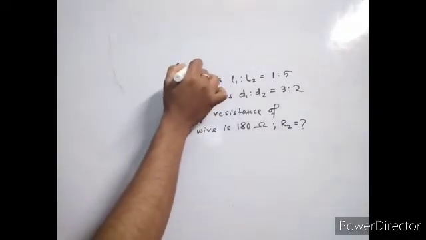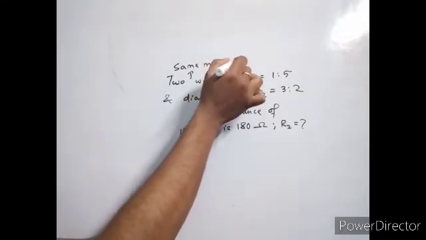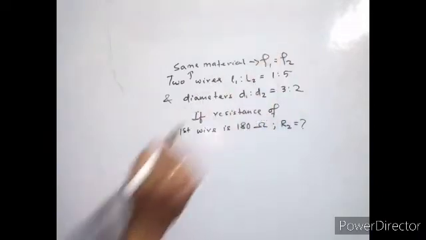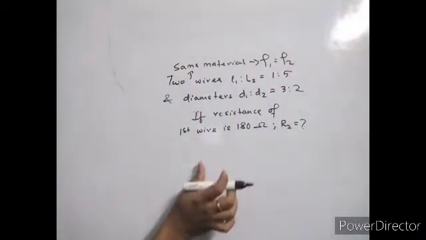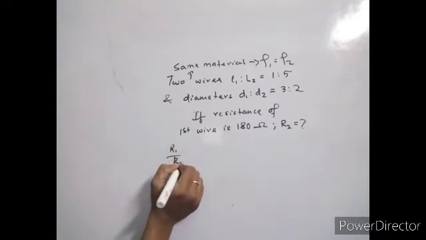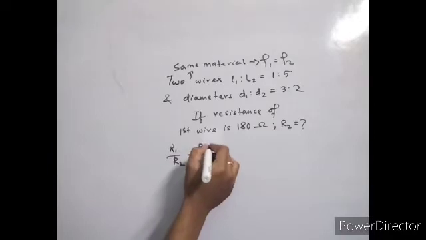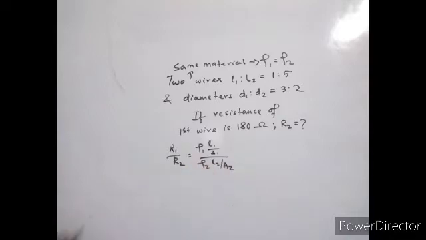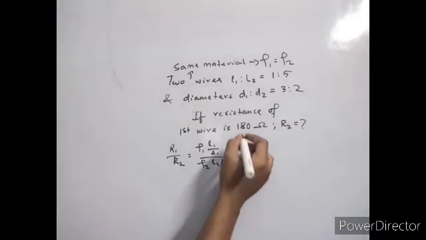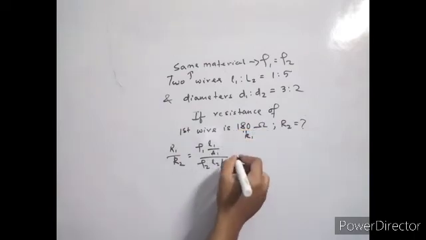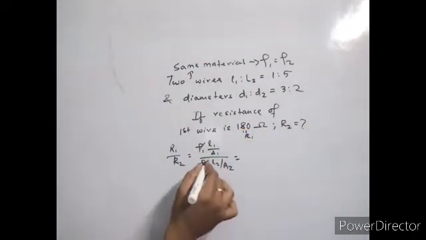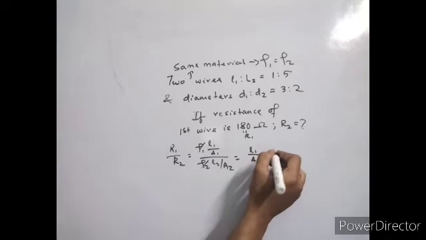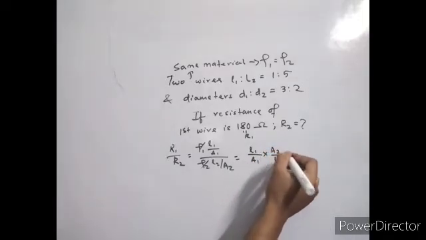Now the two wires are of the same material, so considering that, their resistivities are the same, that is rho 1, the resistivity of the first wire, is equal to rho 2. So now we have the ratio of the resistances as R1 by R2 equal to rho 1 L1 by A1 divided by rho 2 L2 by A2. Rho 1 and rho 2 are the same, remember. 180 is for R1, that has been given previously, so rho 1 and rho 2 cancel out, and all we are left with is L1 by A1 times A2 by L2.